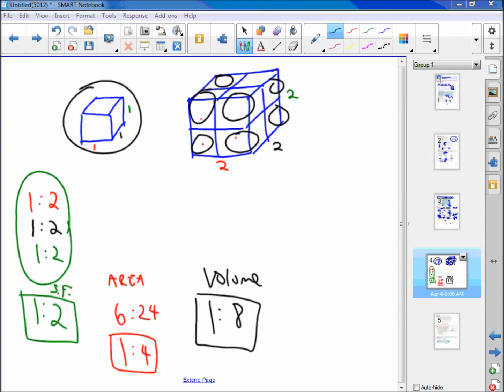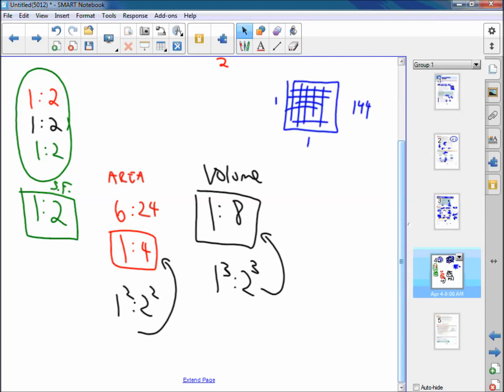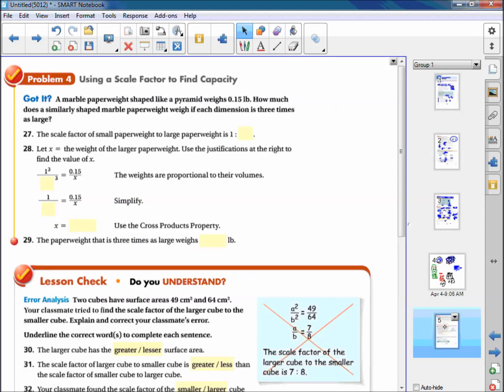If we take a look at what we were talking about before, if the ratio of the solids is 1 to 2, then their area should be 1 squared to 2 squared. We've verified that already, 1 to 4. And their volume should be 1 cubed to 2 cubed, and we verified that already, which is 1 to 8. So when we're comparing length and width versus area versus volume, we have to do squaring and cubing to make it work. All right, let's take a look at that last page now.